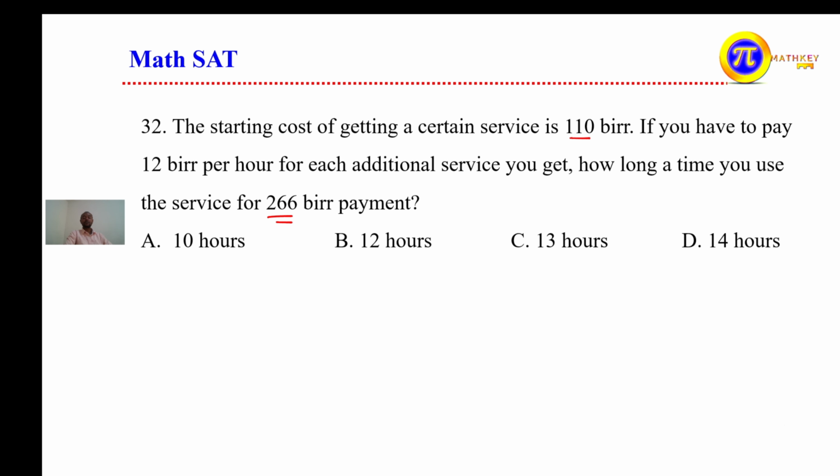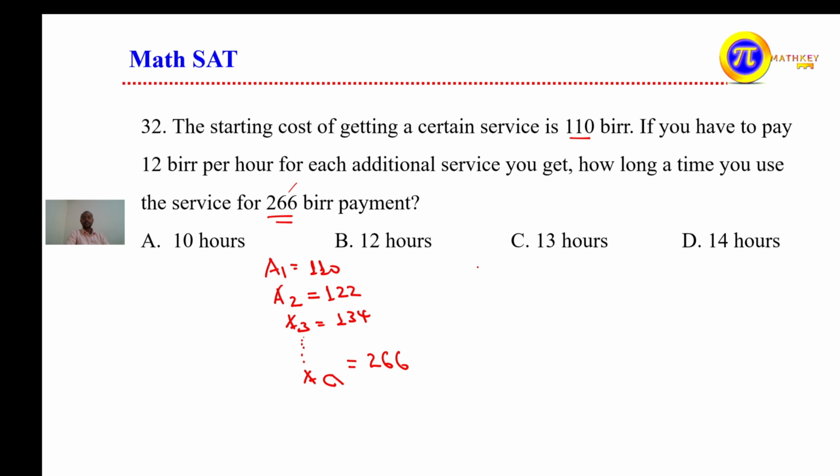To work out how long it takes to pay 266 birr, the first term here is 110. The second term, since it is 12 birr additional payment, is 122. The third one, a3, is 134. You have to add 12 each time, and finally we arrive at the nth term, where an is equal to what we paid, that means 266 birr.